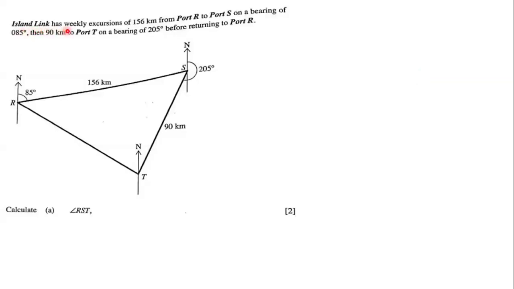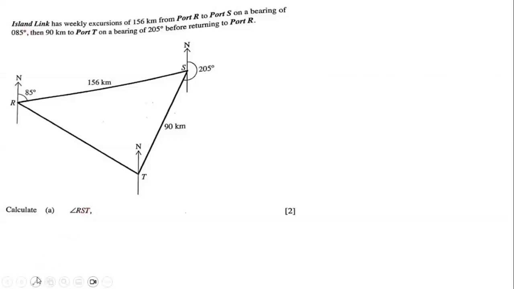Island Link has weekly excursions of 156 kilometers from Port R to Port S on a bearing of 85 degrees. Then 90 kilometers to Port T on a bearing of 205 degrees before returning to Port R. So here is our diagram, and they want us to calculate the angle RST.